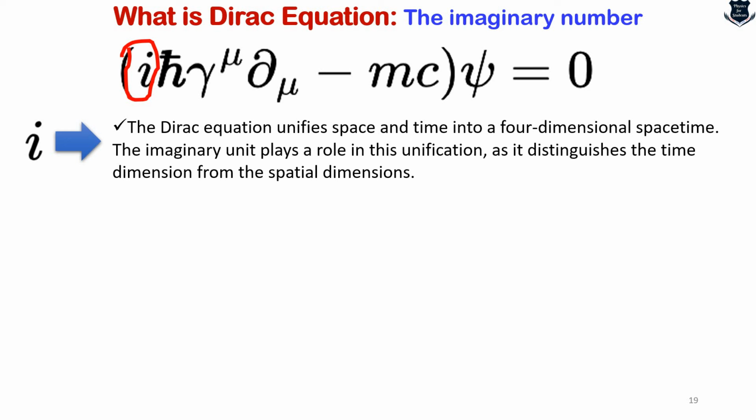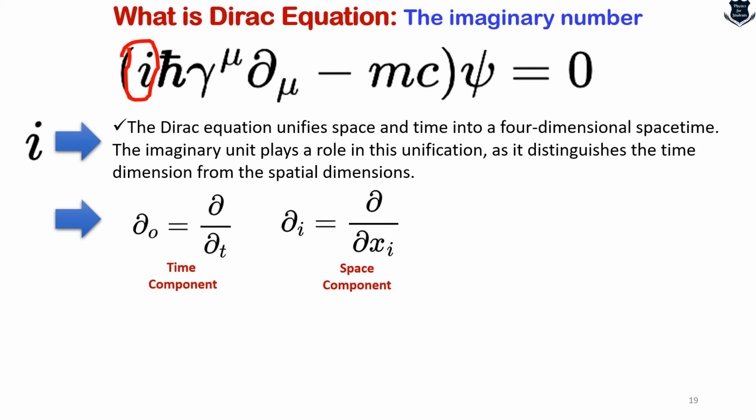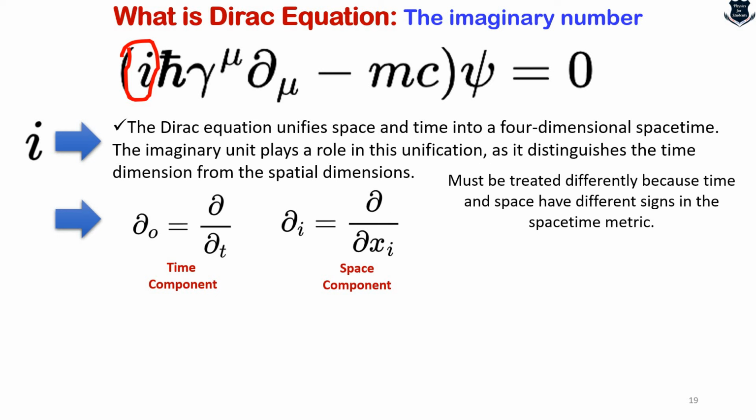And don't worry about this, I will explain to you what that is. Now it unifies space and time into a four-dimensional space-time continuum. So the imaginary unit actually plays a very important role in that. Now you see that the time component, in the context of special relativity, the time component, which is this one, and the spatial component, this one, must be treated differently. Why? Because time and space have different signs in what is called the space-time metric. So the imaginary unit I actually helps to balance these components.